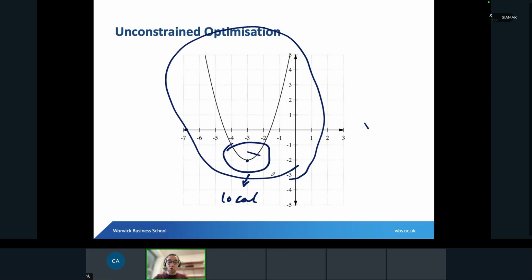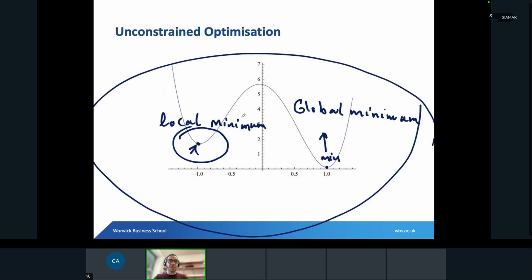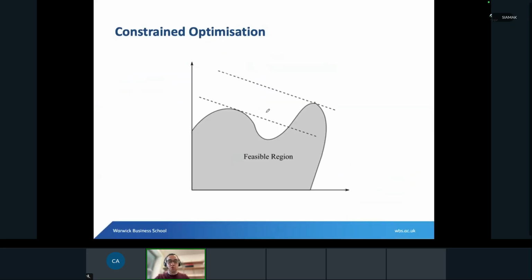Okay, so a global optimum is a local optimum, but the other way around doesn't work because we have a counterexample here. You can see the global minimum here. Again, it is a local minimum for this one, but the local minimum is not the global minimum. So every global optimum is a local optimum, but not every local optimum is a global optimum.